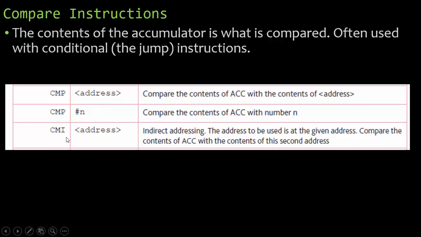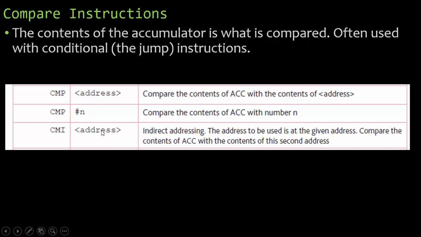And then we have CMI, which is indirect addressing. The address to be used is at the given address. Compare the contents of the accumulator with the contents of this second address. So if this is CMI 300, that means you go to address 300, and stored at address 300 is the address that you need to go to compare those values.